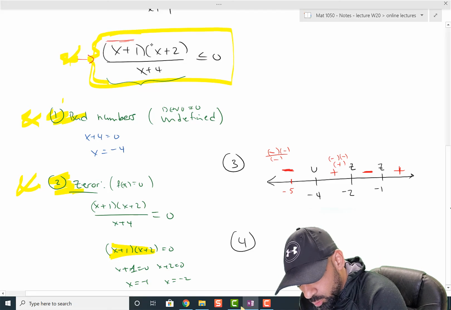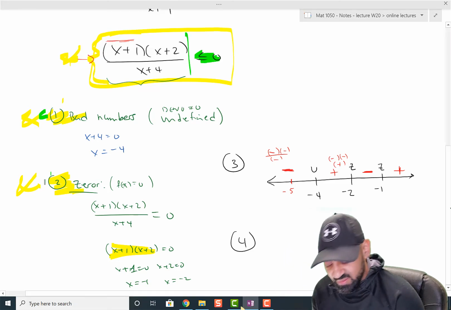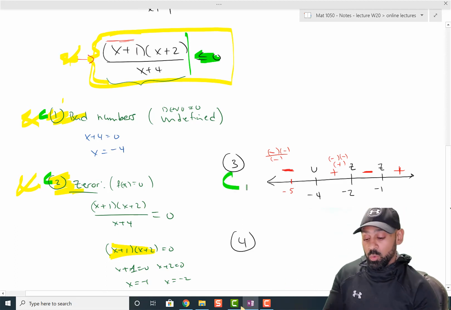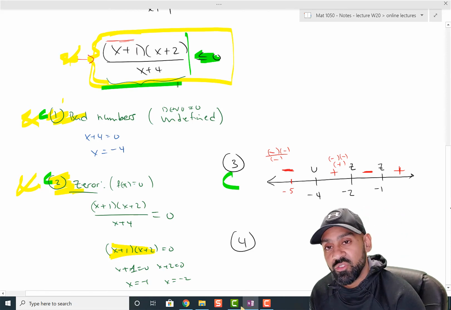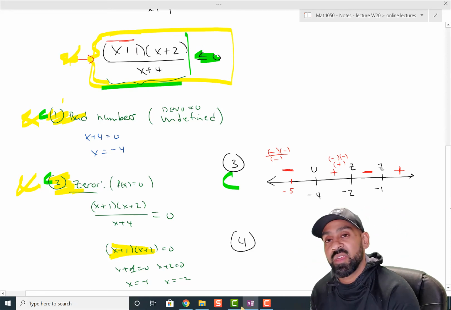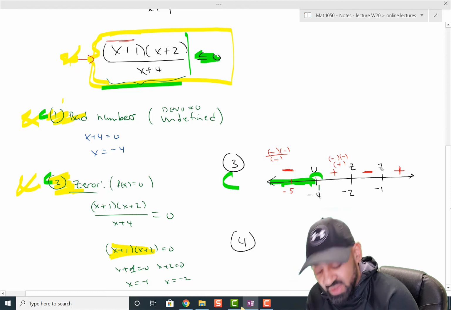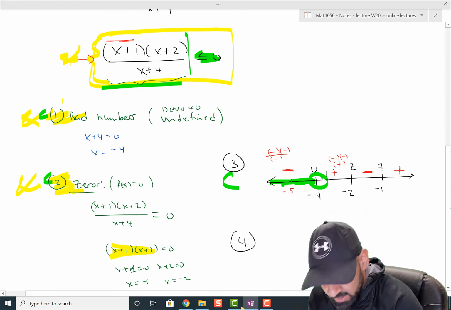This is why we found the bad guys, his zeros, and put them on the sign chart and plugged numbers into him. So we actually just need to give when this thing is less than, which is negative, or equal to 0. So less than would be here. These are all negative. You can never have anything that breaks your function. That's no good. So undefined will always be not included.